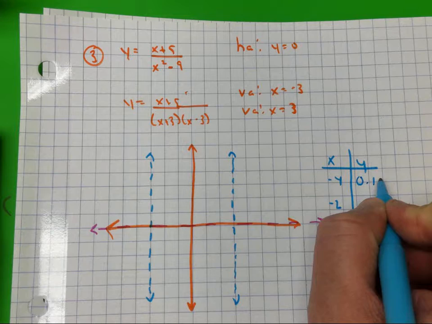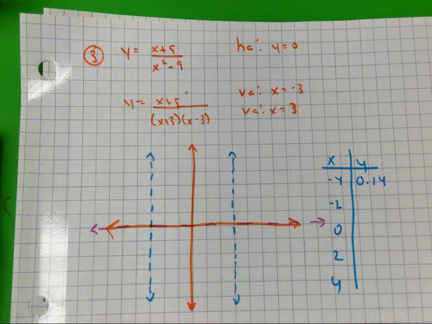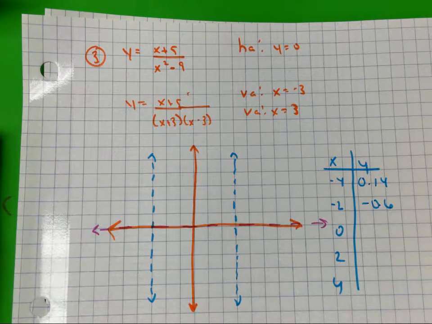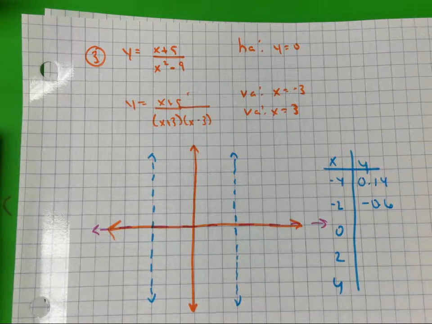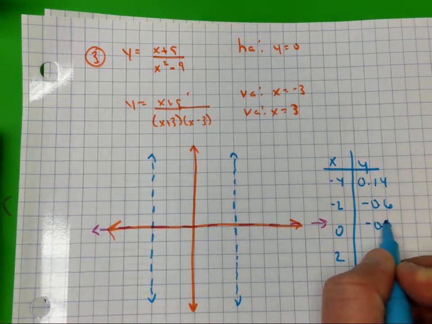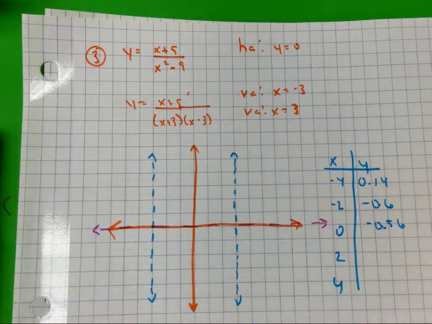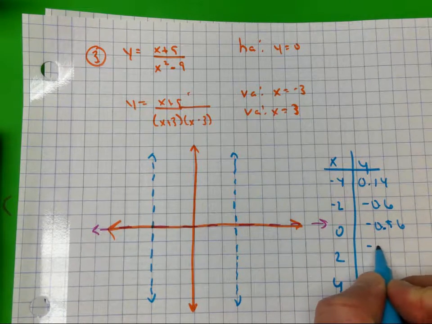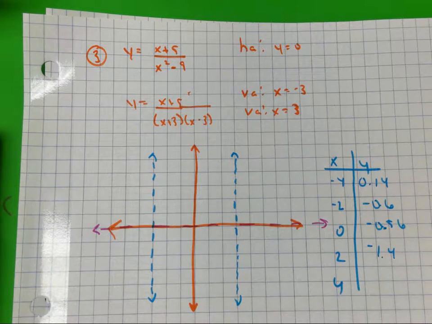Get 0.14. Negative 0.6. Negative 0.56. Negative 1.4.